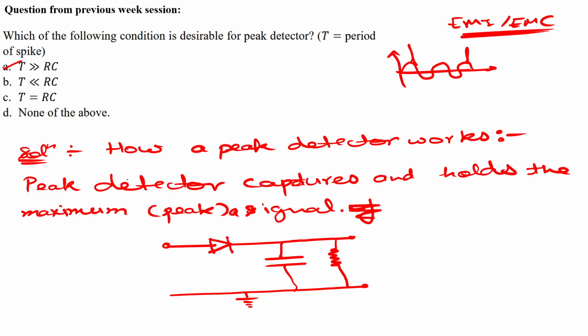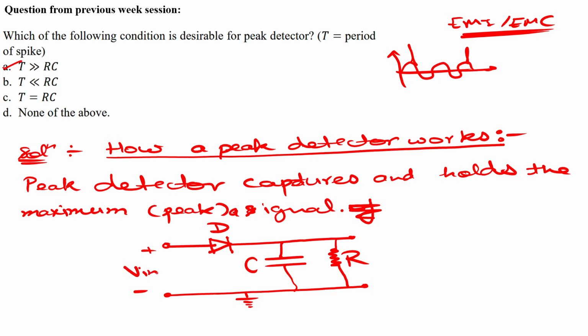So we started with the discussion on how a peak detector works. I will just go through a brief overview. A peak detector captures and holds the maximum or peak value of an input signal. This is a simple circuit diagram for a peak detector. It consists of a PN junction diode, which I'm denoting as D, one capacitor and a resistor. From here we are giving the V in, and from this side we are taking out the V out.